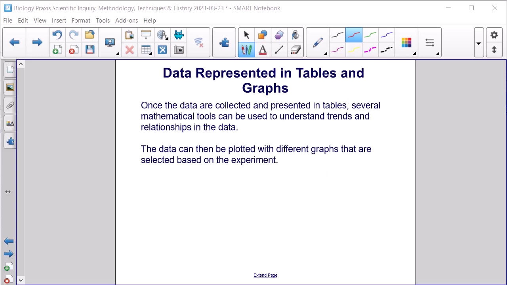Data represented in tables and graphs. Once the data are collected and presented in tables, several mathematical tools can be used to understand trends and relationships in the data. The data can then be plotted with different graphs that are selected based on the experiment.